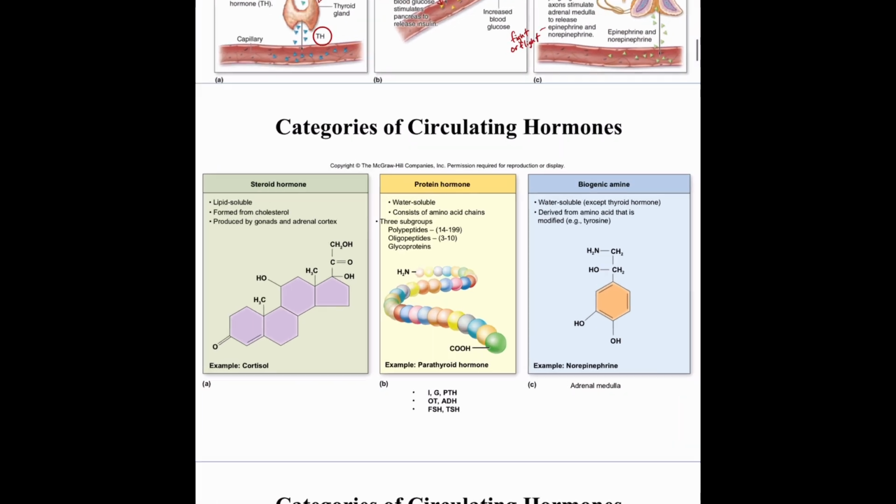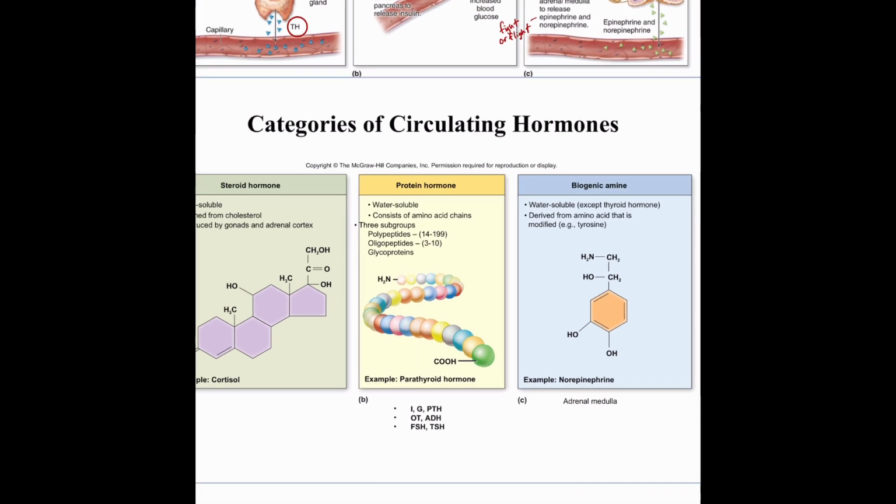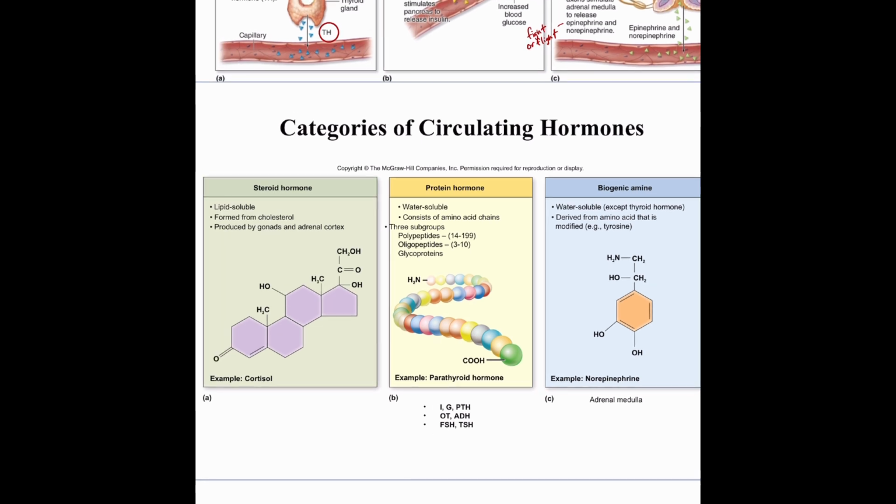We have 3 types of hormones in the blood. 2 of them are water soluble, 1 is lipid soluble. I believe most are protein hormones. So they work in different ways.